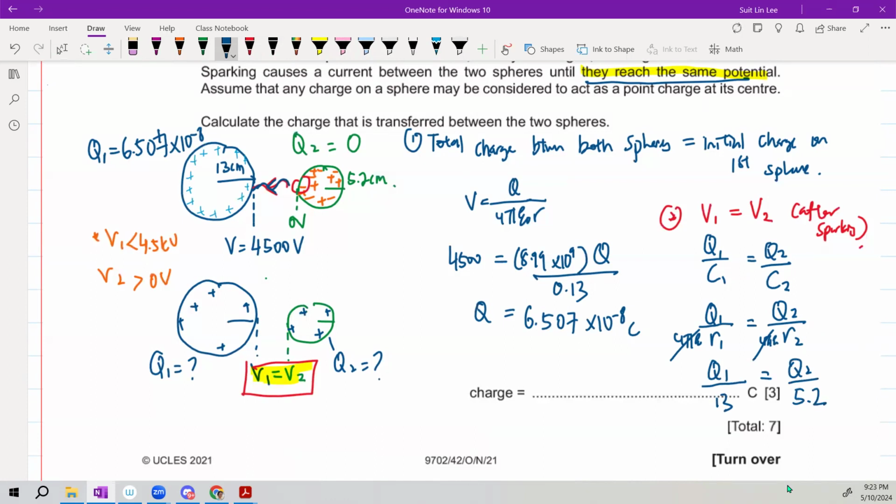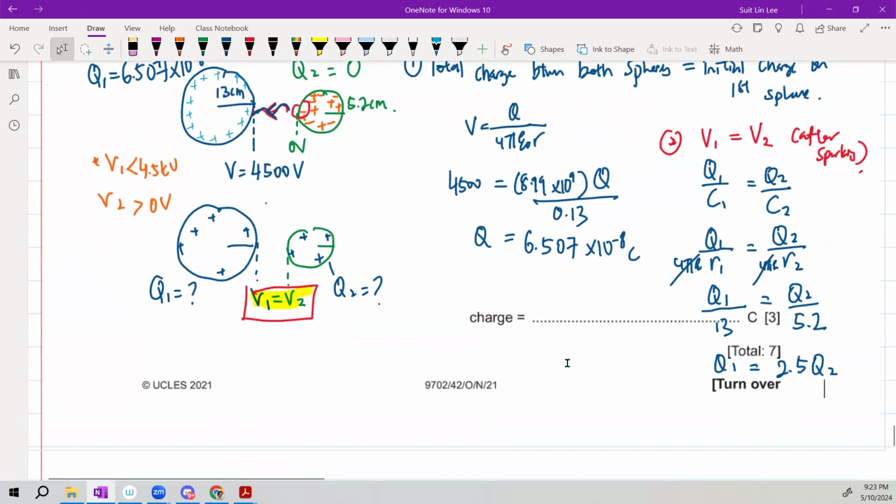So I think I'll just bring the 13 over now. So from here, Q1 is equal to 2.5 Q2. Makes sense because 1 is a bigger surface area, so it should be able to accommodate more charges. So here is what we know so far. I know the total charge is this much. I know that the charges are redistributed at this ratio.